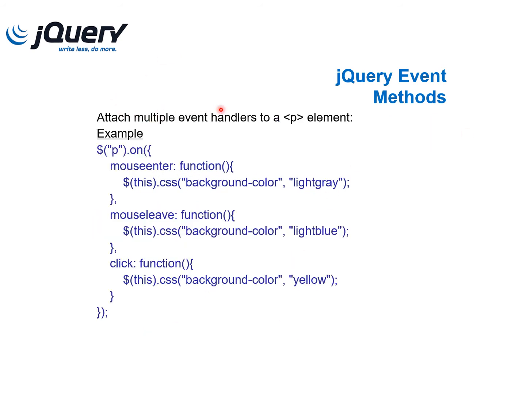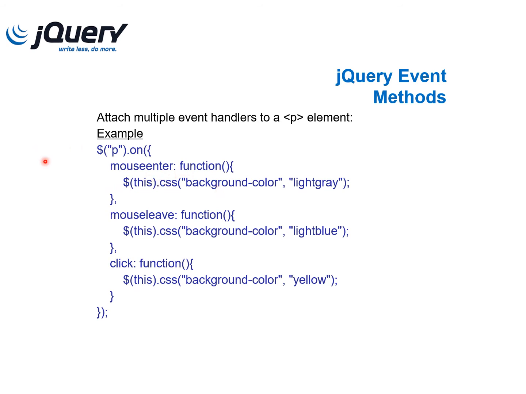We can attach multiple event handlers to a paragraph element like this. Using this on function, we can add multiple events to the same HTML element, and here is an example for that. $("p").on means we are going to specify multiple event handlers for the paragraph HTML element.